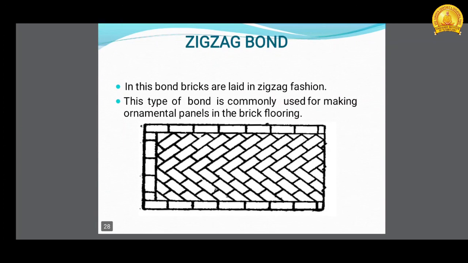Finally, zigzag bond. In this bond, bricks are laid in zigzag fashion. This type of bond is commonly used for making ornamental panels in the brick flooring.